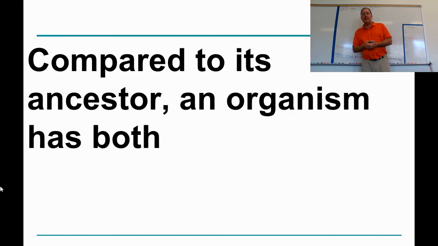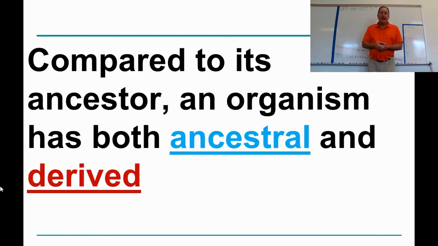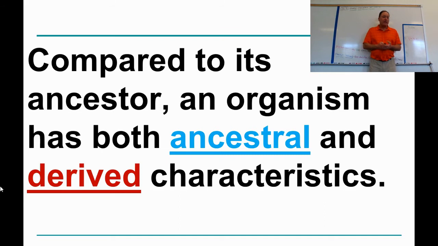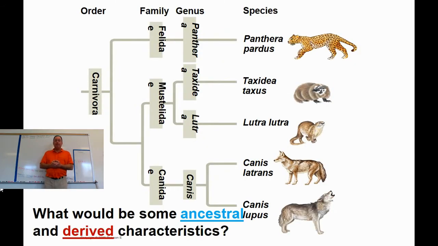So compared to its ancestor, an organism has both ancestral and derived characteristics. It's the next page in 26.3. Go ahead and take a look, press pause here. What would be some ancestral and derived characteristics for the organisms in this phylogenetic tree?